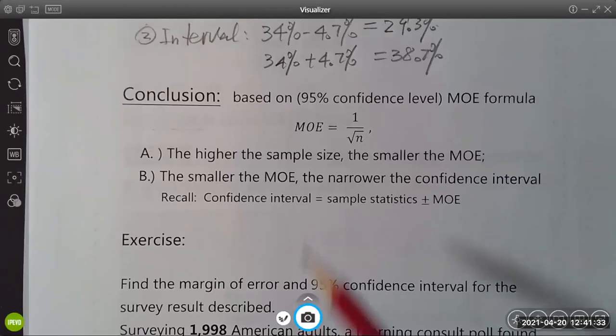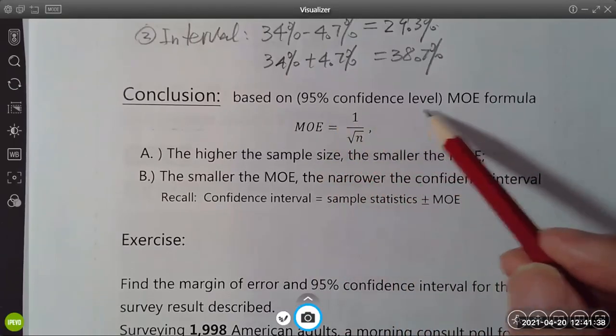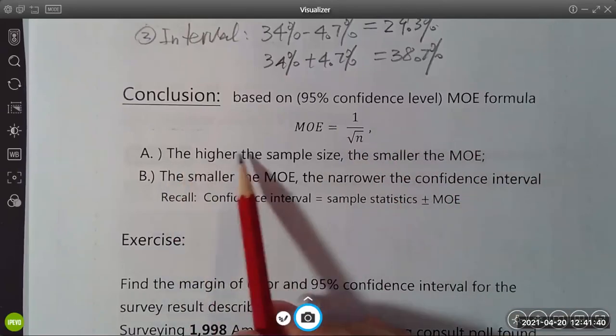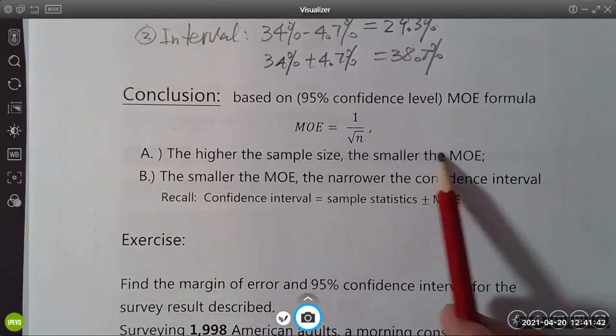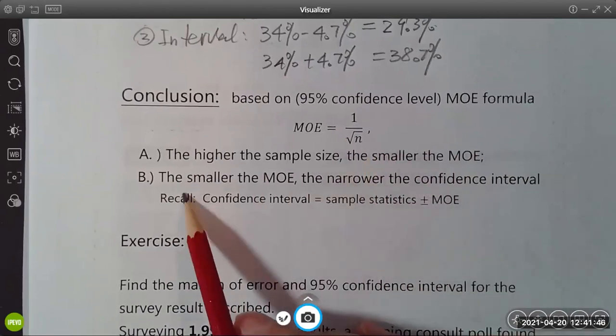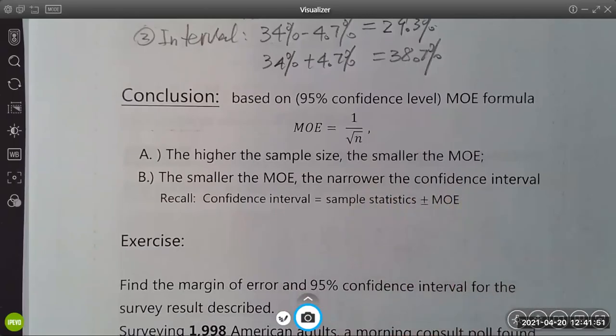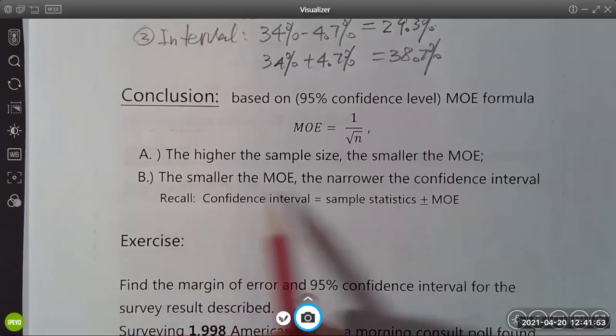Conclusion first: this formula is based on a 95% confidence level. The higher the sample size, the smaller the margin of error. We already demonstrated that in the very beginning. The smaller the margin of error, the narrower the confidence interval. So why is this true?